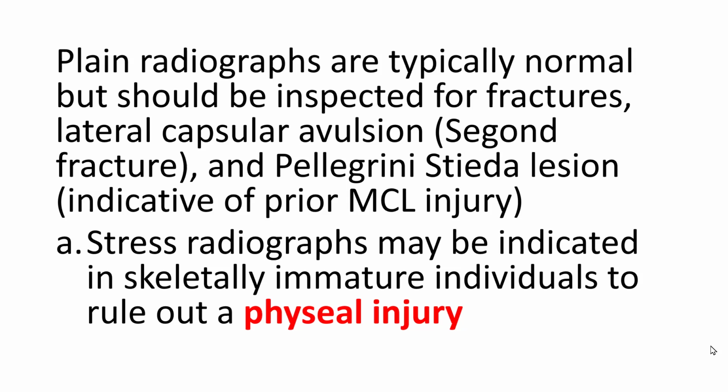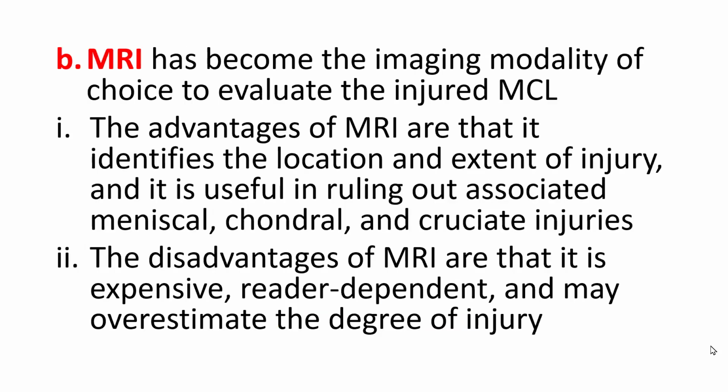Stress radiographs may be indicated in skeletally immature individuals to rule out a physeal injury. MRI has become the imaging modality of choice to evaluate the injured MCL. The advantages of MRI are that it identifies the location and the extent of the injury, and it is useful in ruling out associated meniscal, chondral, or cruciate injuries. The disadvantages of MRI are that it is expensive and reader dependent and may overestimate the degree of injury.